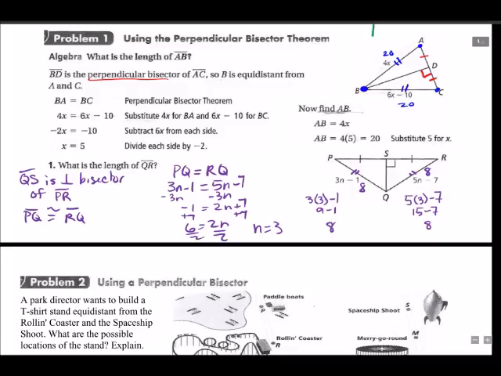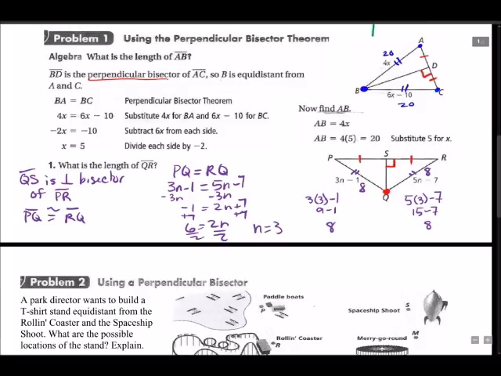That was fun. We were asked, what is the length of segment QR? Okay, we were given a triangle, and the first thing I saw is that QS is the perpendicular bisector of segment PR. So I know that my two legs are congruent because point Q here is equidistant from the endpoints. So I can say that the length of PQ equals the length of RQ.